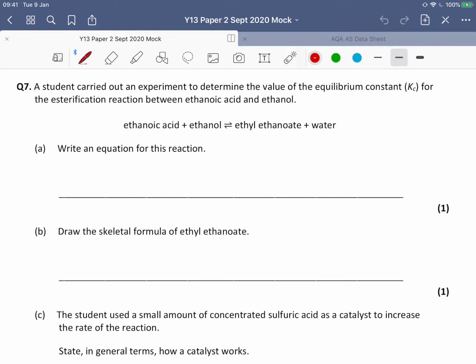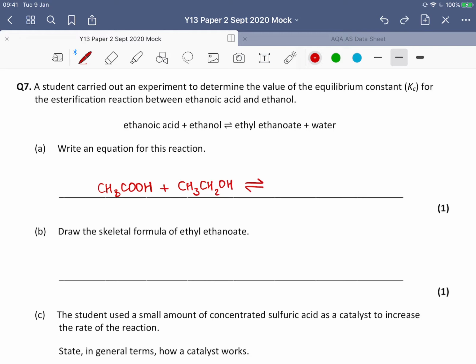So they've given us a word equation. What they're asking us to do is to write a symbol equation, which is fairly straightforward because they've given us fairly straightforward compounds. So ethanoic acid, CH3COOH, and then ethanol, which you've done many, many times, CH3CH2OH, and then we must do our equilibrium sign, and then ethyl ethanoate.